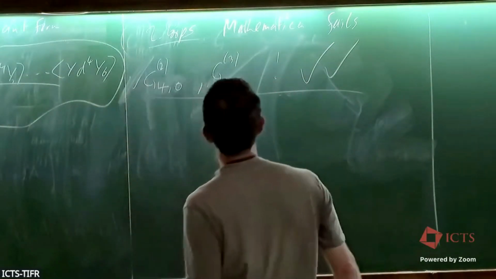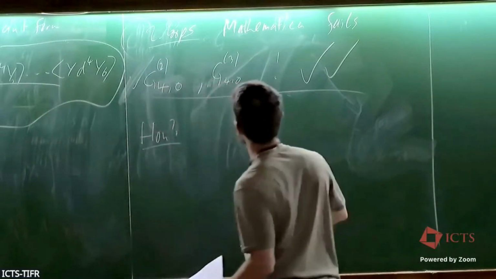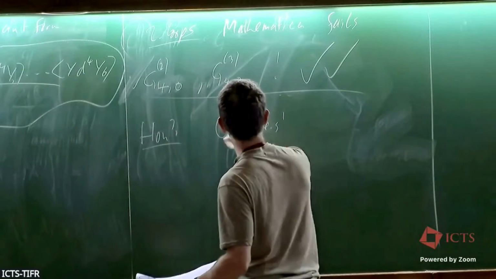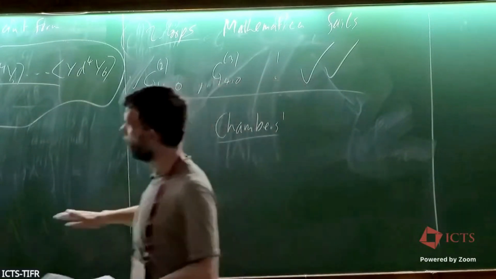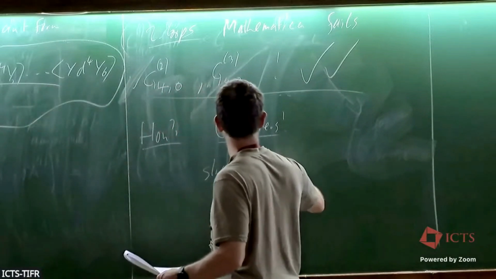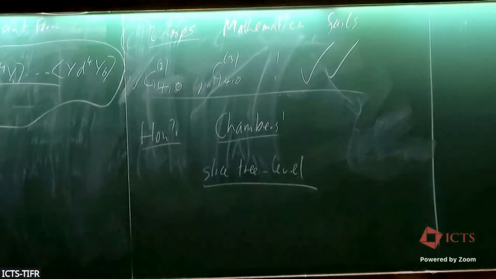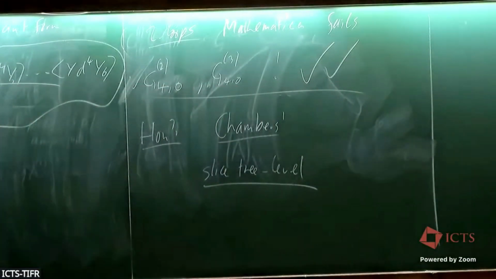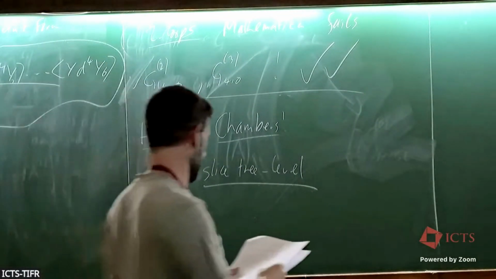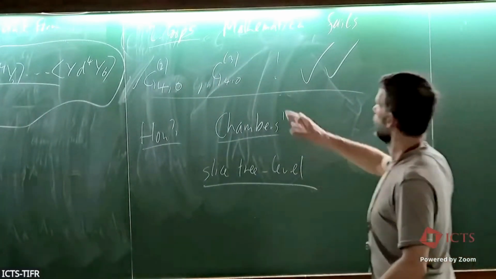The new ingredient is the concept of chambers. And they kind of slice your tree level, they kind of do this cylindrical decomposition for you. They do the slice into tree level in continuous bits, continuous chambers. And they were able to, partly using that and partly using other things, get the 2 and 3 loop.